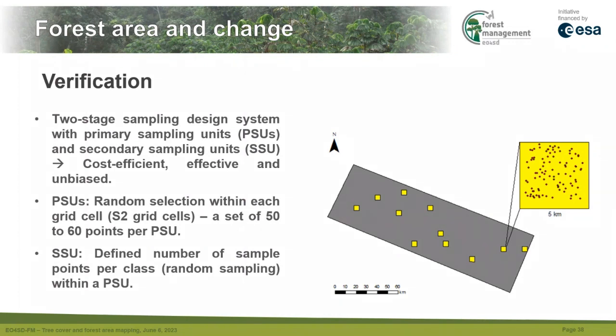Then a couple of slides about verification for the forest area and change product. So the verification process is done in two stages. So we have a two-stage sampling design. There are the larger primary sampling units, and inside the primary sampling units, we have the secondary sampling units. And for both, we do a random selection. And this is quite a cost-efficient, effective, and unbiased approach to verifying the accuracy of the product.